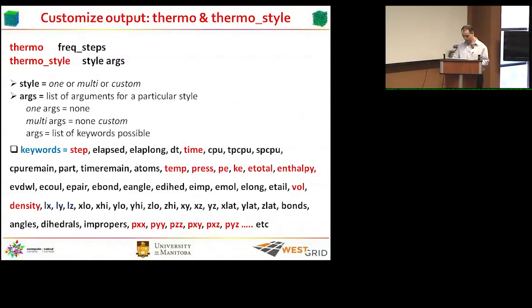But if I run a simulation in the NPT ensemble, there are some other parameters I want to have. For example, in an NPT simulation, the density of the system fluctuates, so I need this information to have the average density. So I can add, for example, the volume or density or the box length. Sometimes I also want the pressure in each direction, so I can add pxx, pyy, and so on. So depending on which simulation you are running, you can customize the output.